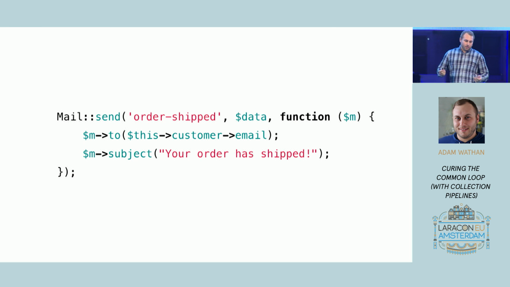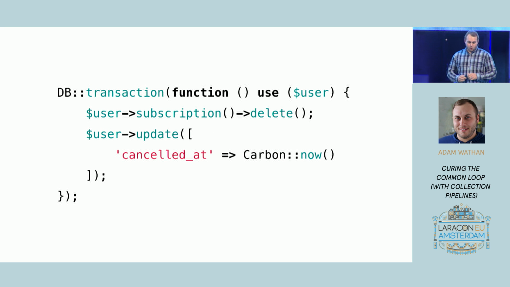Or when you're sending mail, the send method or the queue method on the mailer class is also a higher order function because it takes a function as its third argument. Or a database transaction. It takes a function as an argument, and that's the code that you want to run within the transaction. So they're very useful.